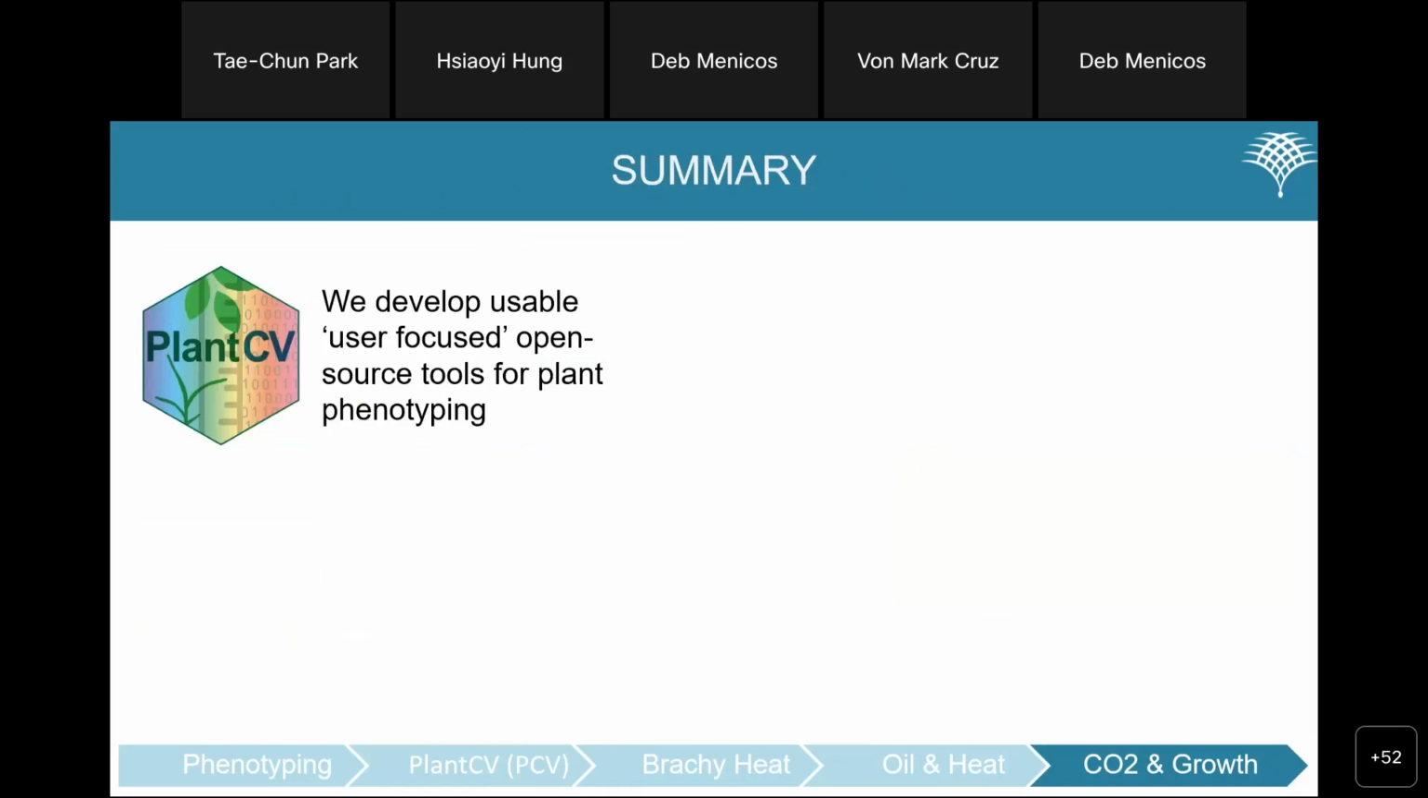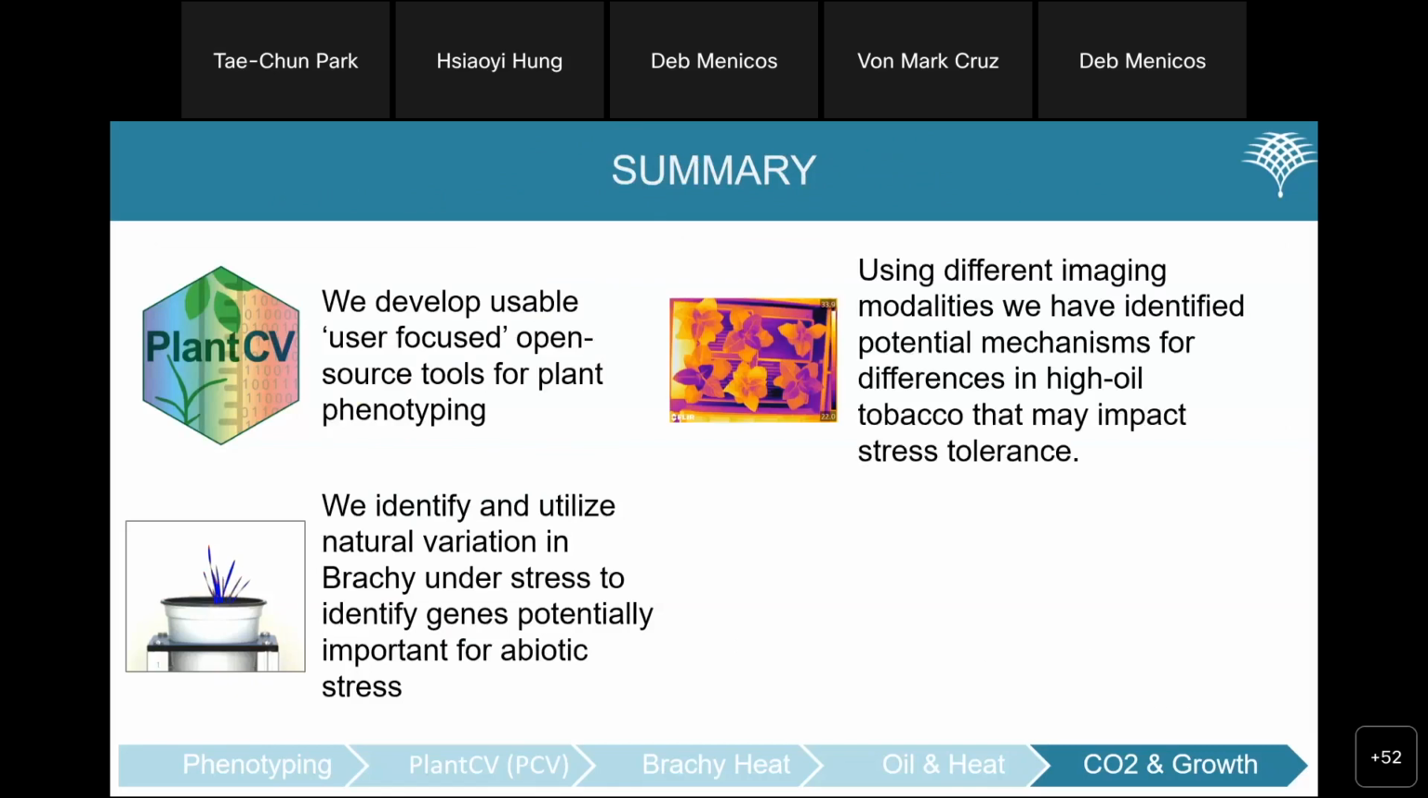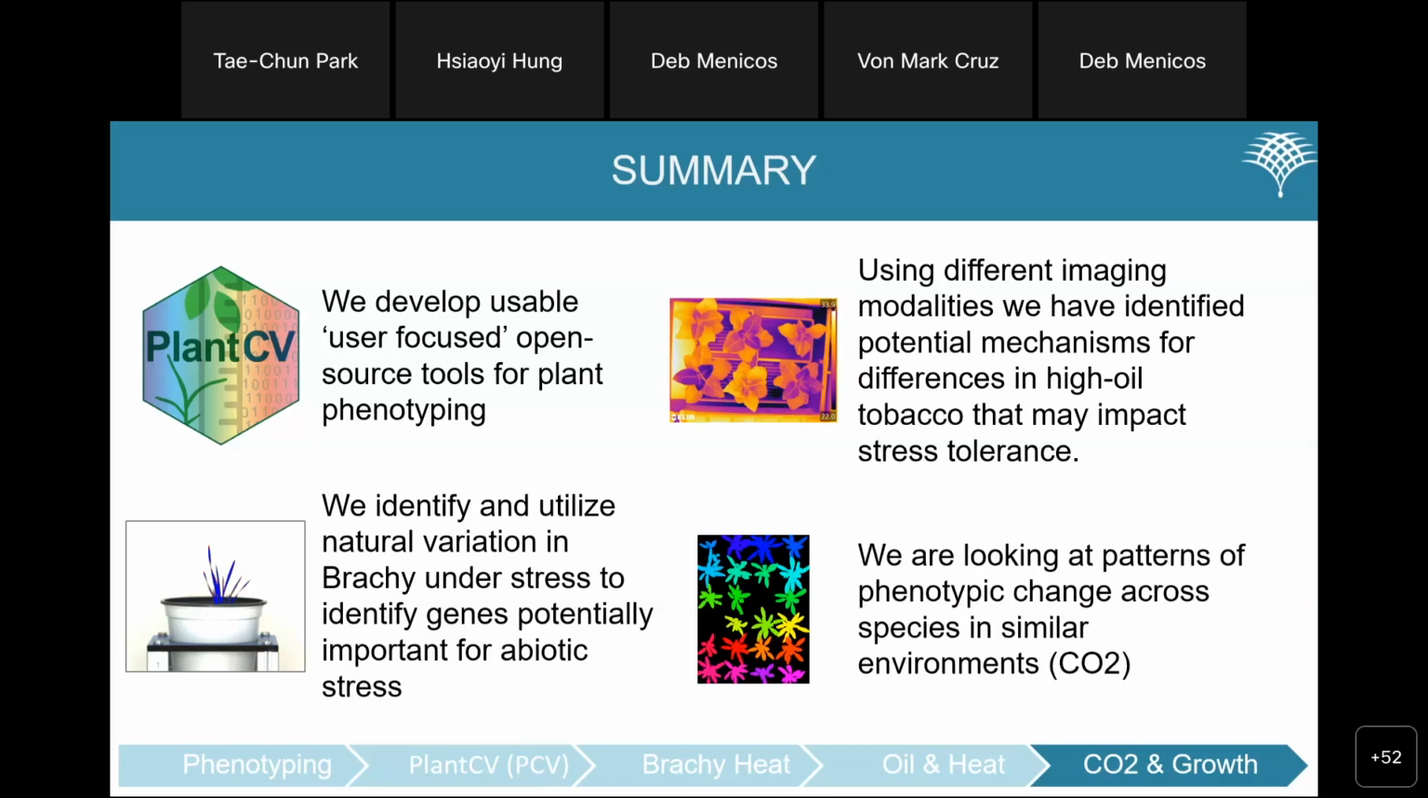Okay, so just in summary, we develop what I hope are usable, user-focused tools for open source plant phenotyping. We have used these tools to identify and utilize natural variation in Brachypodium to identify genes that are potentially important for abiotic stress. We use different imaging modalities to identify potential mechanisms for differences in high oil tobacco stress. And we were looking for patterns of phenotypic change across different species in similar environments.